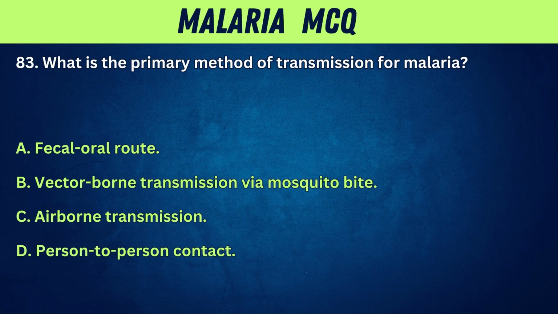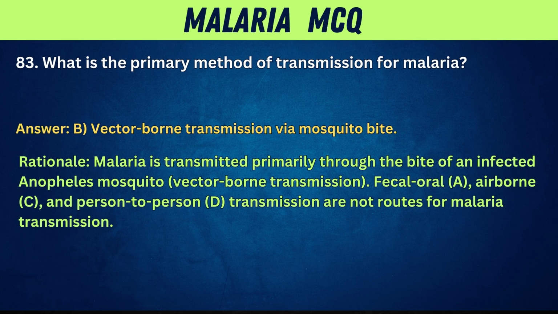What is the primary method of transmission for malaria? A. Fecal-oral route. B. Vector-borne transmission via mosquito bite. C. Airborne transmission. D. Person-to-person contact. Answer: B. Vector-borne transmission via mosquito bite. Rationale: malaria is transmitted primarily through the bite of an infected Anopheles mosquito, vector-borne transmission. Fecal-oral, A, airborne, C, and person-to-person, D, transmission are not routes for malaria transmission.